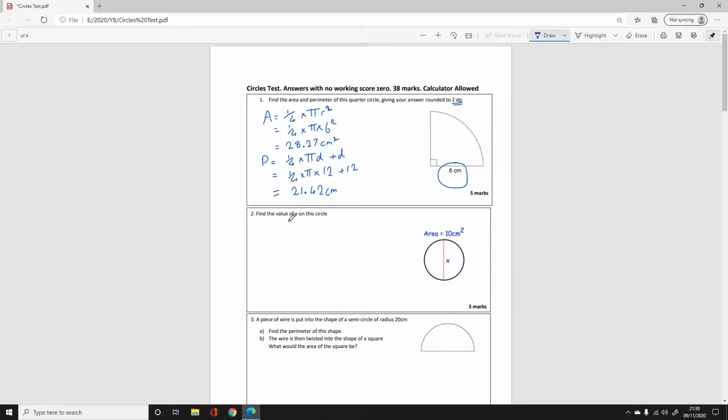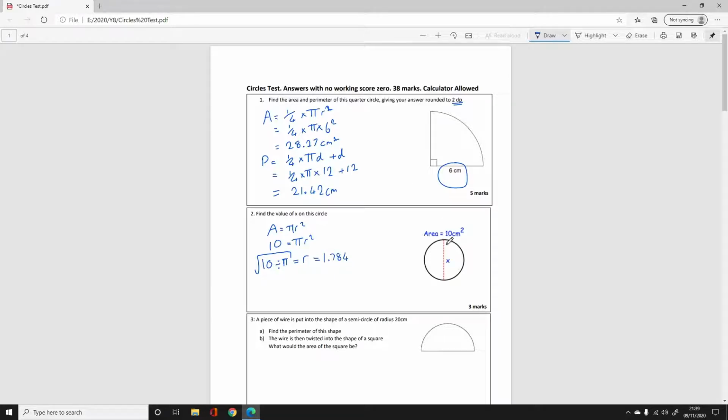Okay, question 2. So question 2 is we want to find the value of x on this circle. So what I would do is you're given the area. We know that area equals pi r squared. So in other words, 10 is equal to pi r squared. So we want to divide by pi to get r squared, and then we want to square root that to get what r actually is. Put that together and we'll get that r is equal to 1.784 or thereabouts.